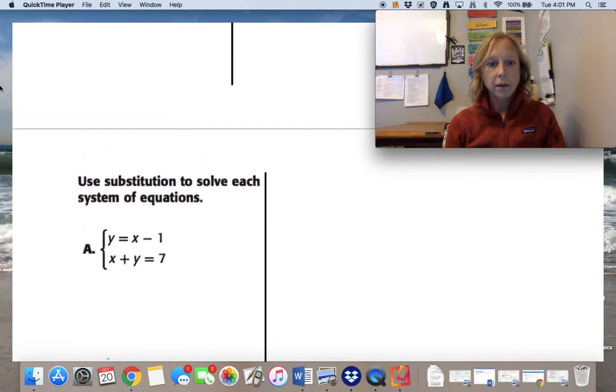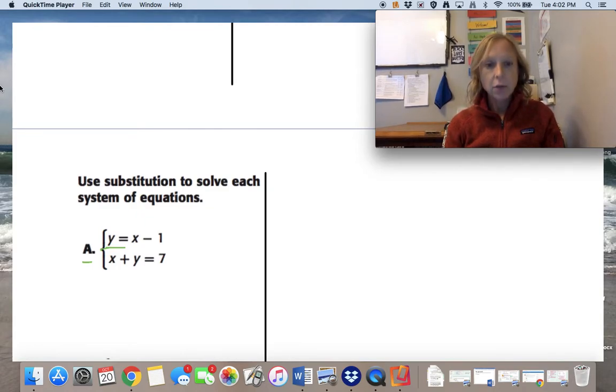Our first one is right here, example A. What we need to solve a system by substitution is one of the equations needs to say x equals or y equals. And if it doesn't, we have to manipulate it so it does. If I look at this first one, I notice it already says y equals. This one is set up for substitution. It is the best method to use in this case.